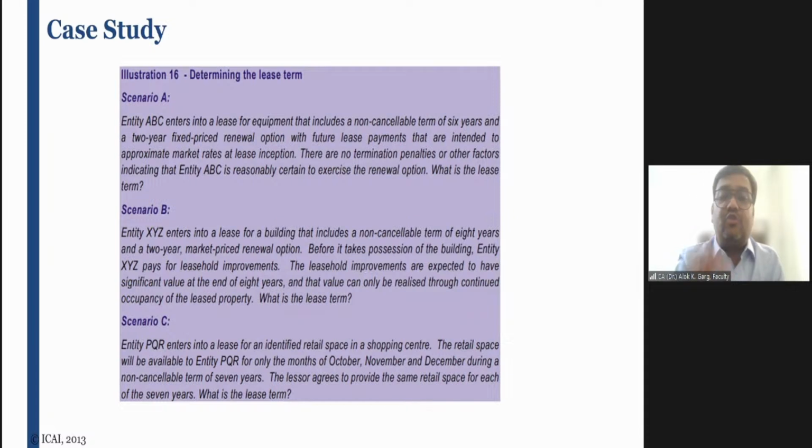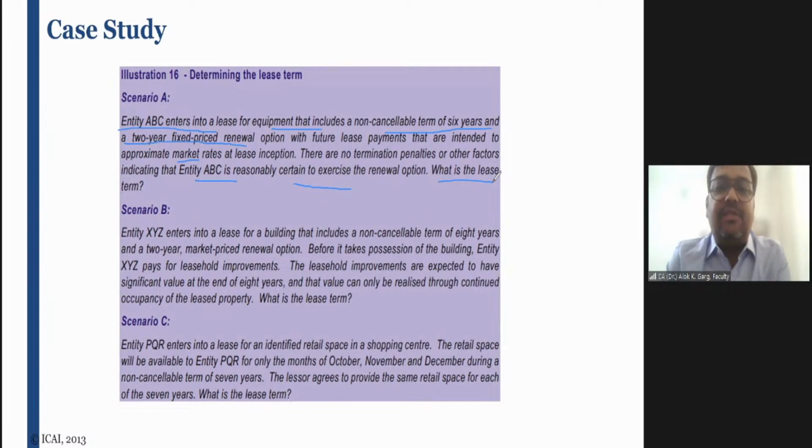Right, friends? Let's discuss this illustration number 16 and then we'll move forward with the new concept. Entity ABC enters into a lease for equipment that includes a non-cancelable term of 6 years and a 2-year fixed price renewal option with future lease payments that are intended to approximate market rates at lease inception. There are no termination penalties or other factor indicating that entity ABC is reasonably certain to exercise the renewal option. What is the lease term?